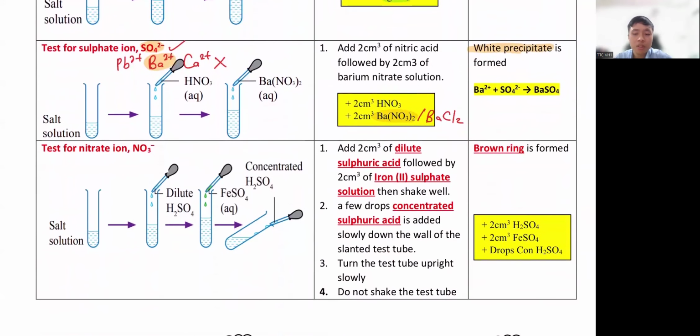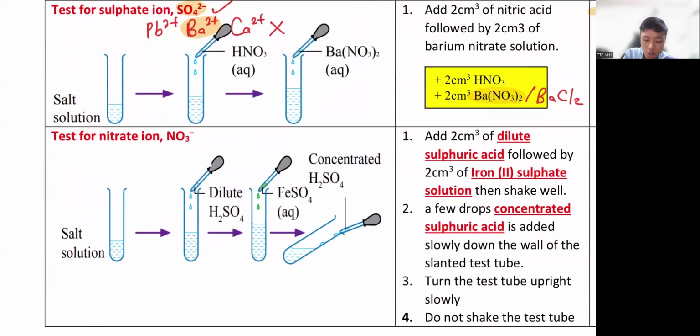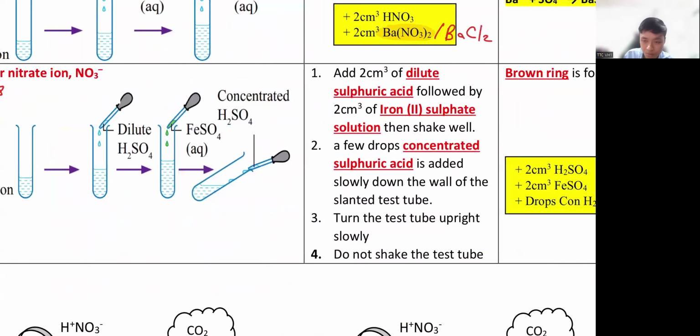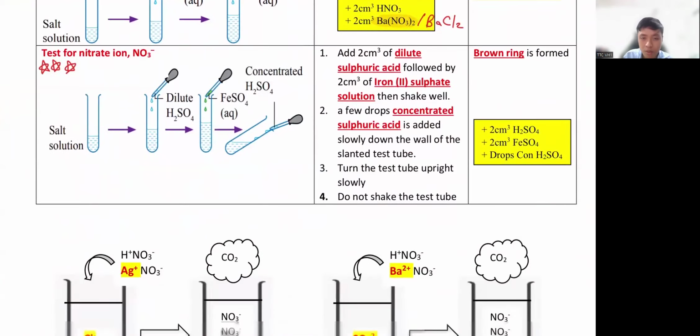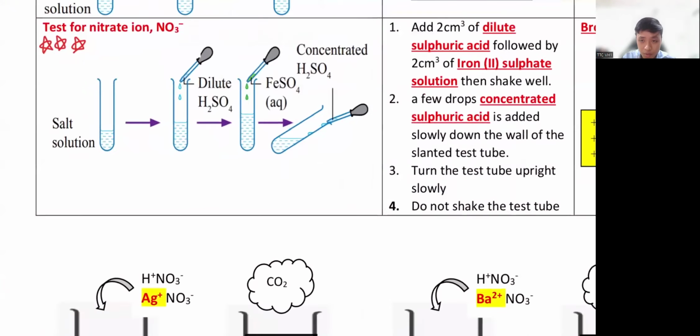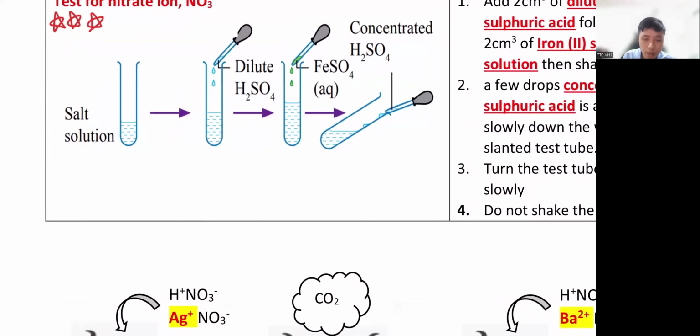Last one: nitrate ion. Nitrate ion is also one of the most popular ones in the exam. For nitrate ion, you need to remember three shortcuts first. 1, 2, 3. Now, you remember SO4, 3 SO4.